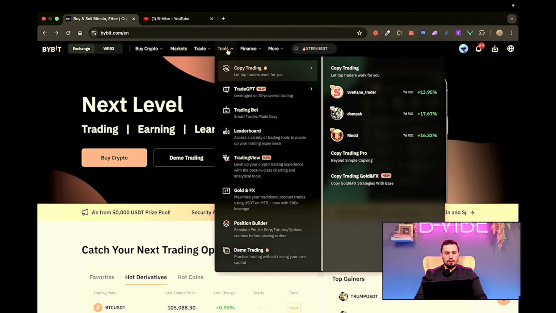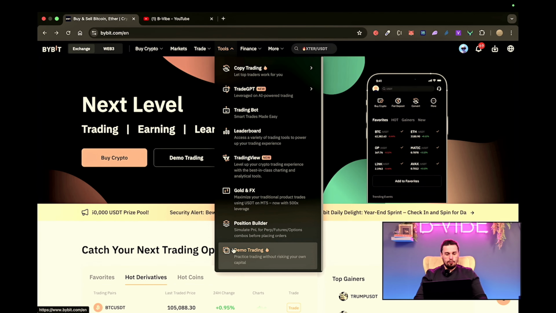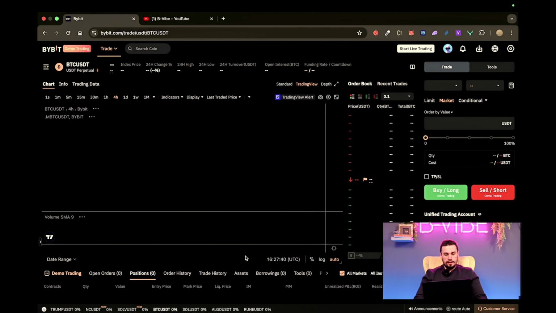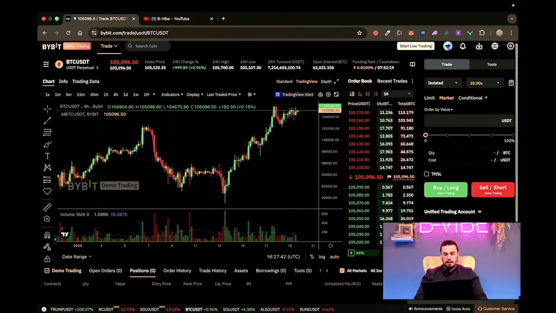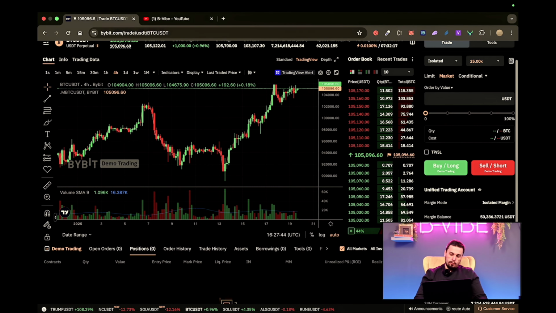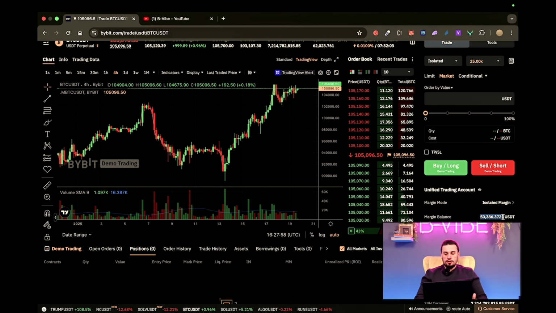And you can go here in tools, and here you have this option of demo trading. You press this. Here in the bottom right corner, you have the possibility to request demo funds if you don't have any kind of funds. I have around $50,386. So this is a demo. It is fake money, so it's play money.